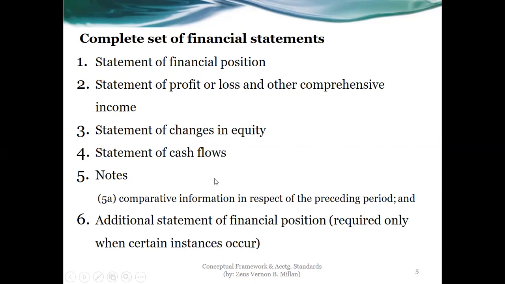And then this equity would depend upon the type or the form of business, or the legal form of a business organization, whether that is a sole proprietorship, a partnership, a corporation, or a cooperative. Then the fourth one is statement of cash flows. Fifth would be the notes to financial statements, comparative information in respect of the preceding period. So we can see notes, additional information, and the additional statement of financial position only when certain instances would occur. All right, so these financial statements as enumerated would be discussed one by one later on.